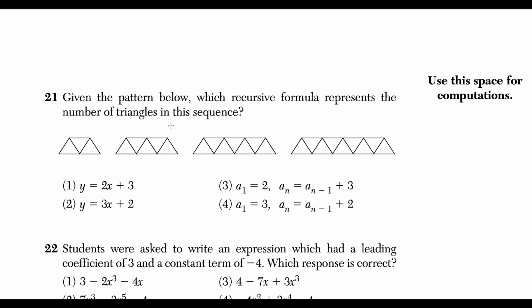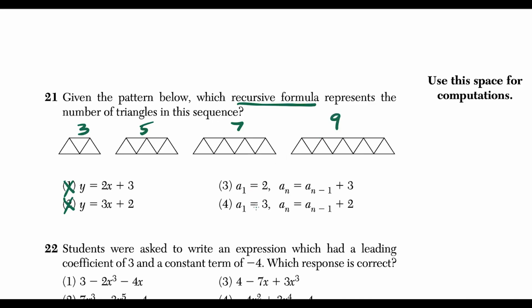For question 21, we want to know, based on this pattern, which recursive formula represents the number of triangles in the sequence. Well, the fact that it has to be a recursive formula means it has to be choice 3 or 4. So these ones are out. Remember, a recursive formula is defined based on the term before it. So the a sub n term is defined by the a sub n minus 1 term. If we look here, the first term in the sequence has 3 triangles, and then each time 2 are added. So there's 3, then 5, then 7, and then 9 triangles.